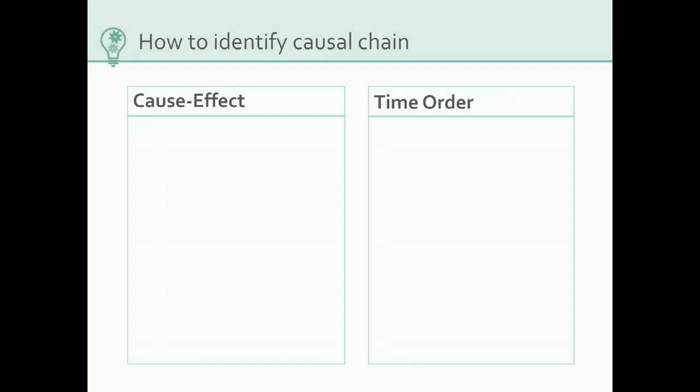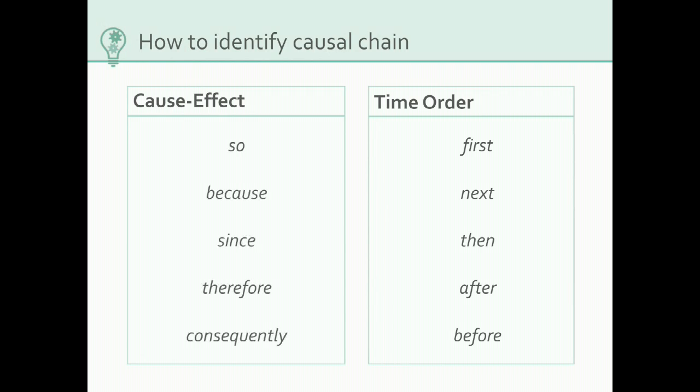To distinguish between cause-effect and time order, look for key words in the text that show each relationship. For example, connectors such as first, next, then, after, and before are words that show time order. In contrast, connecting words such as so, because, since, therefore, and consequently indicate cause-effect relationships. Focusing on these words can give you a feel for the flow of the connected events and a better understanding of how the events happened.